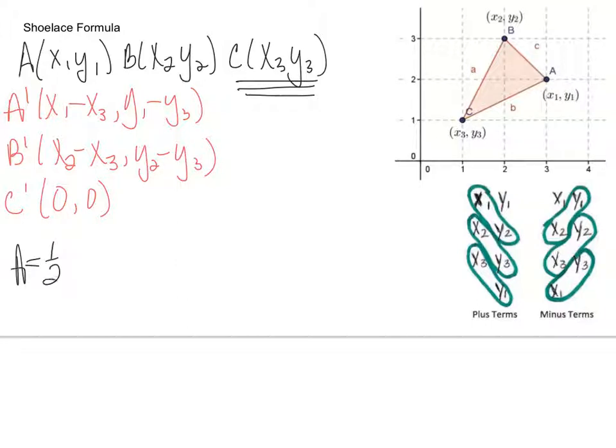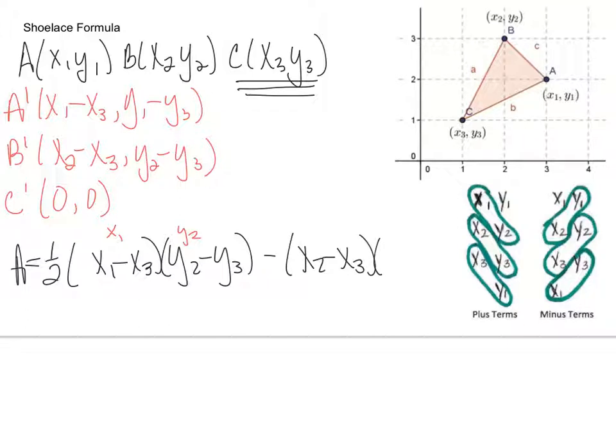So area equals 1/2 x1, which is now x1 minus x3, y2 minus y3, so x1, y2 minus x2, y1. So x2, y1. Double check my work. This would be x2, y1. And I think I've got everything. So I'm going to simplify, FOIL, etc. One second. So I'm going to FOIL this and FOIL this just to show you how everything ends up. But I'm going to do that offline.